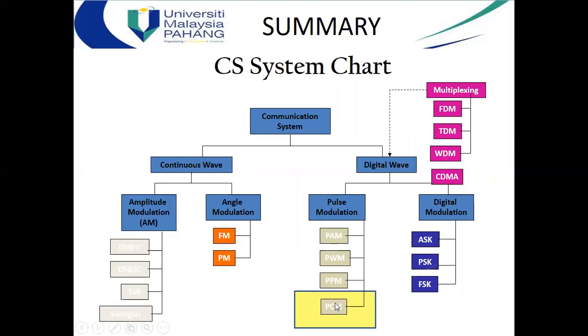PCM has three stages: sampling, quantization, and encoding. After that, it goes to the digital modulation system, to do the digital modulation before the signal goes to the channel. There are three types: ASK, PSK, and FSK, meaning amplitude shift keying, phase shift keying, and frequency shift keying. Then the data can be multiplexed using a multiplexing device, a multiplexer. Multiplexing means frequency division multiplexing, time division multiplexing, wavelength division multiplexing, which is used for optical communication, or code division multiplexing. And then this goes to the channel.